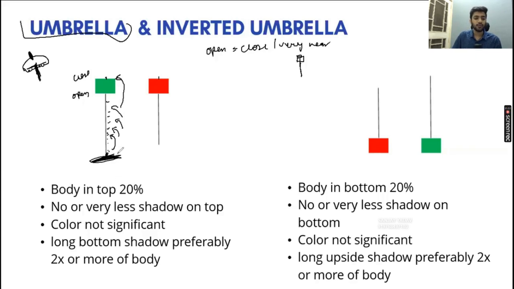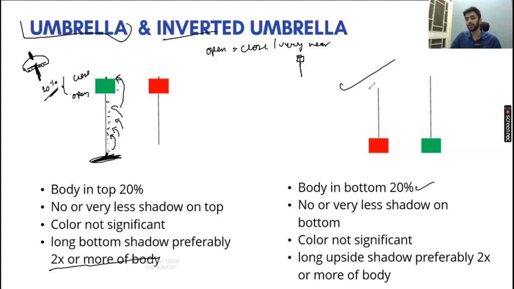It's not a problem. If you look at this, the body will close on the upside, 20%. And the balance, the entire shadow, is 2x or more of the body. So if the body is like 20%, you will find 3-4x. Yes. So at least your shadow should be at least 2 times your real body. And the color is not significant. No or very little shadow on the top. However, if you invert this umbrella, it is called an inverted umbrella. The body will be in the bottom 20%.